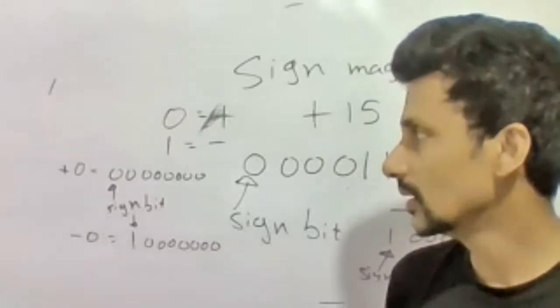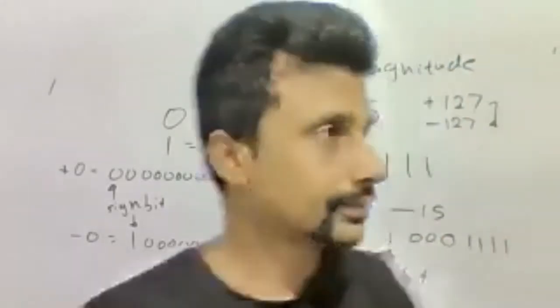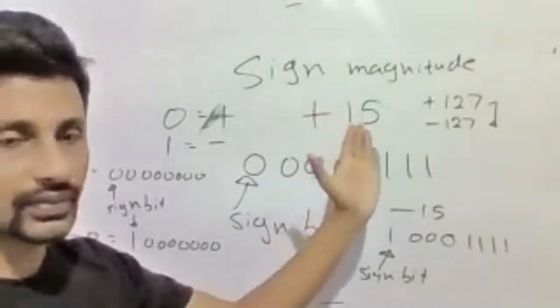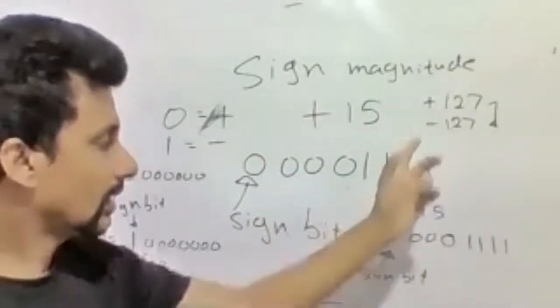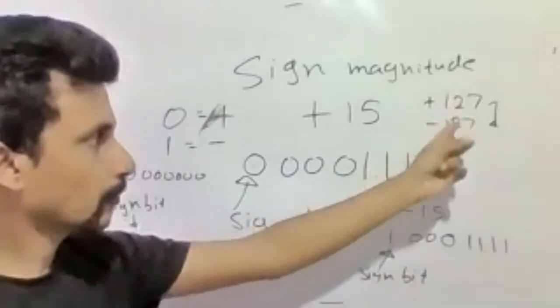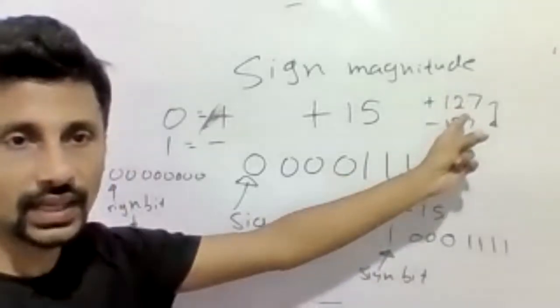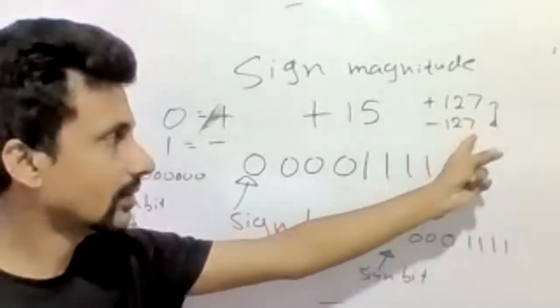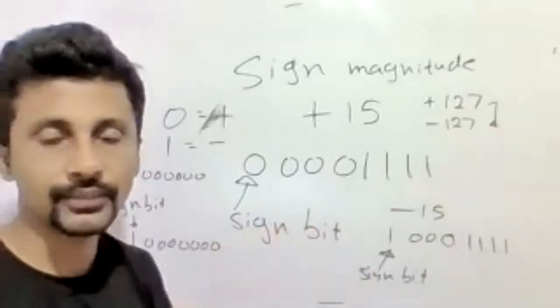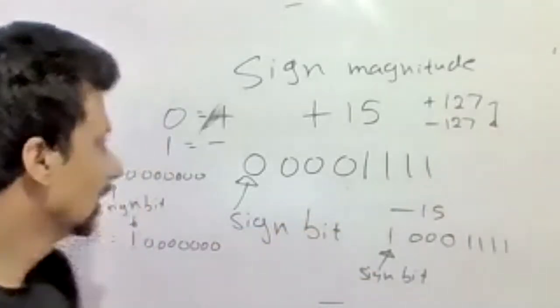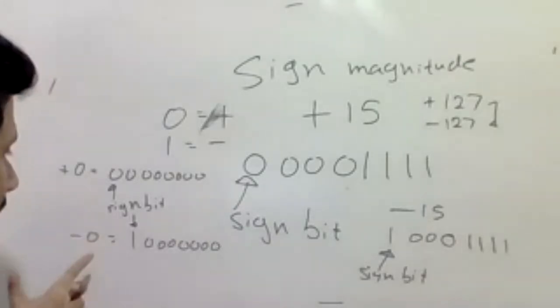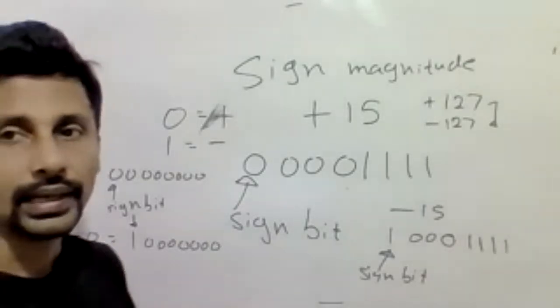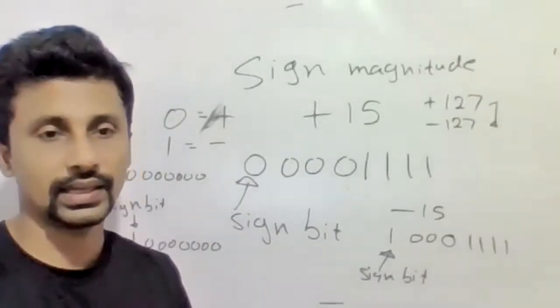Anything you can ask. Okay, take it down. First put this example 15 and negative 15 also. Then write down this range: you can represent 127 positive to 127 negative with sign magnitude. And you can put this one also, that positive 0 and negative 0 can both be represented. Okay, take it down quickly.